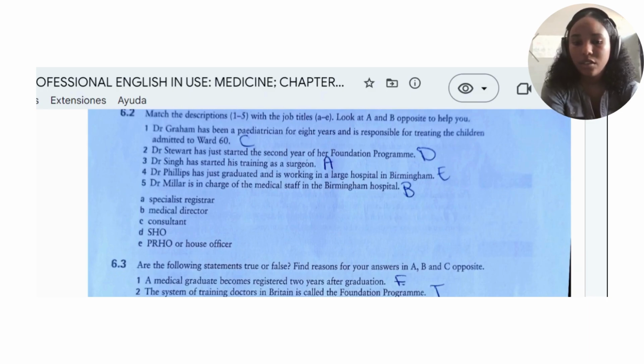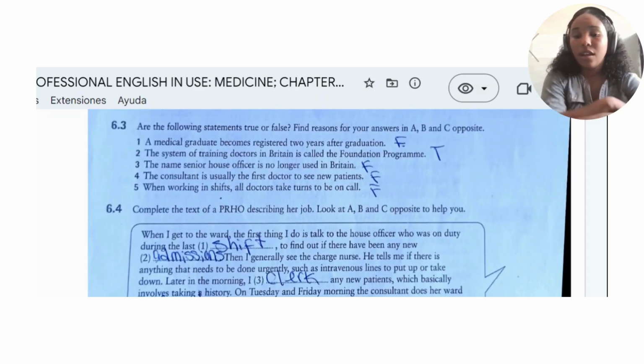Specialist register. 4. Dr. Phillips has just graduated and is working in a large hospital in Birmingham. E. PRHO or house officer. 5. Dr. Miller is in charge of the medical staff in the Birmingham Hospital. B. Medical director.